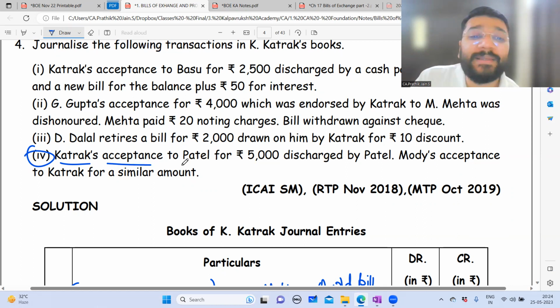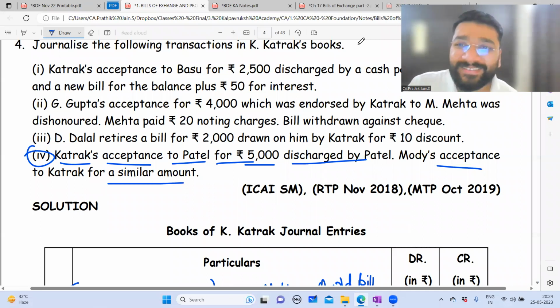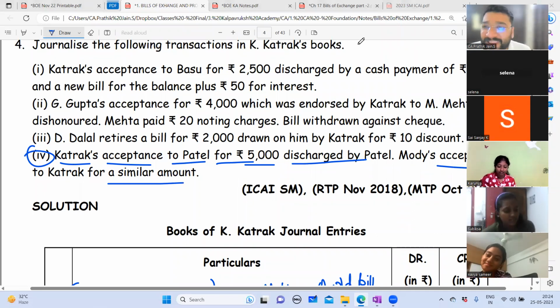Now guys, Katrak's acceptance to Patel for 5,000, discharged by Patel. Full stop. Modi's acceptance to Katrak for similar amount. What a question, man. When I saw this question, sir, for the first time, I was clean bold.